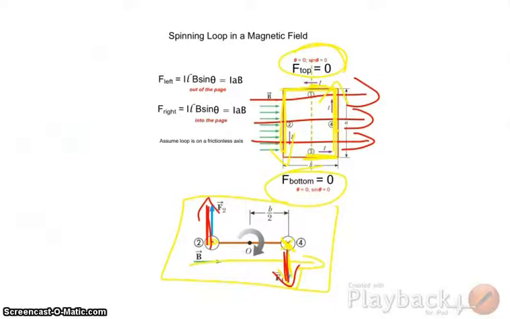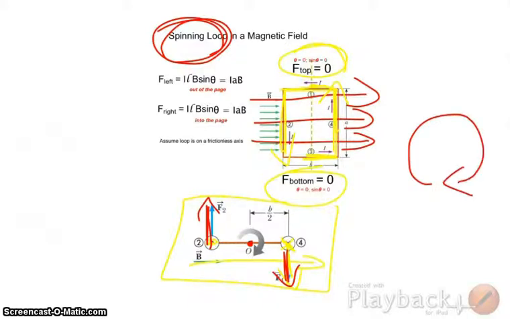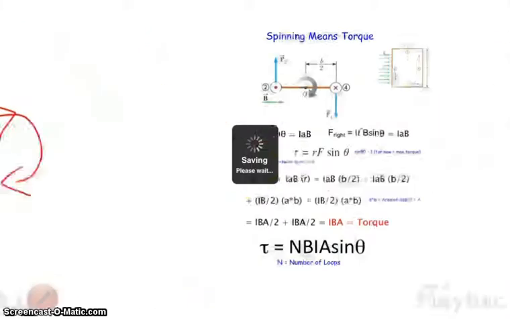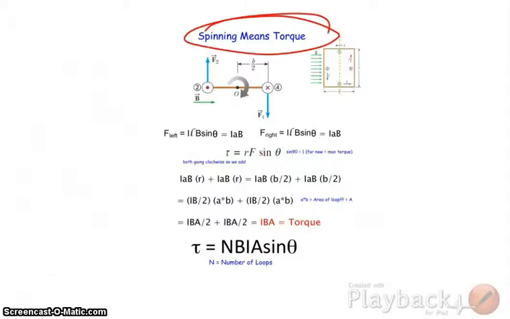But it's a spinning loop. So if you create a pivot point, your forces aren't in opposite directions, but your forces are causing an overall torque. They're causing it to spin. So spinning means you have a torque. Now if we're going to solve for the value of that torque, we're going to take the force on one side of the wire and add it to the force on the other side, or the torque on one side and add it to the torque on the other.